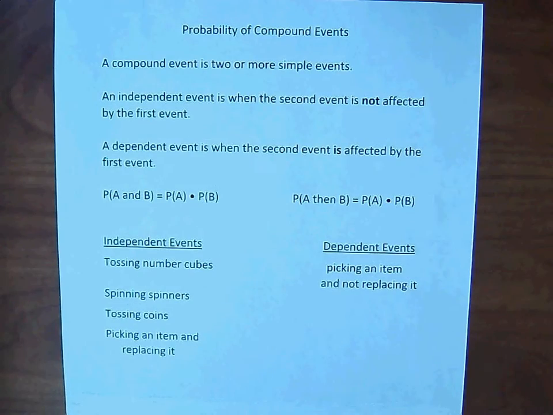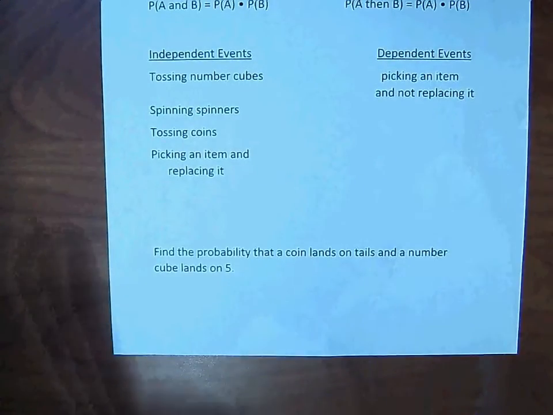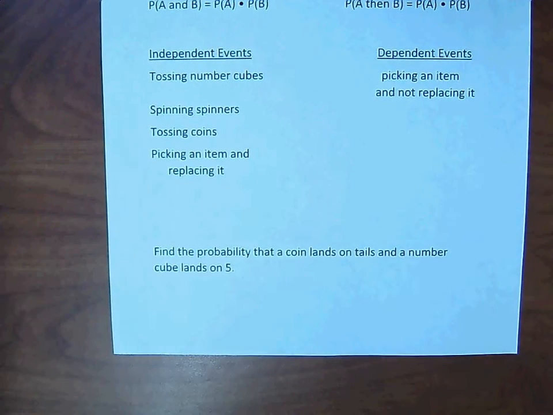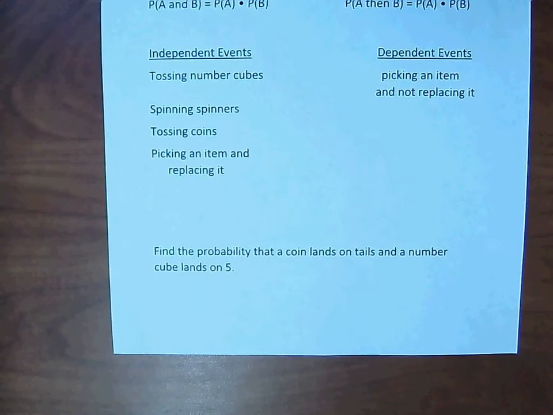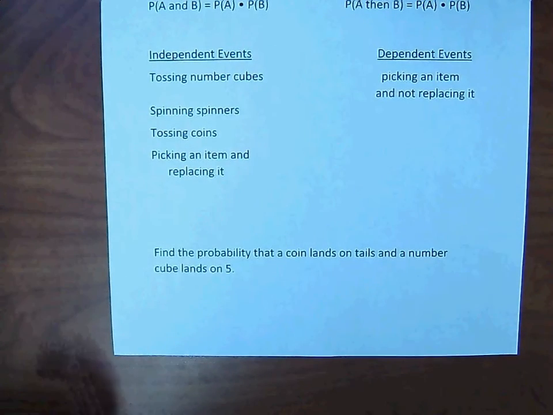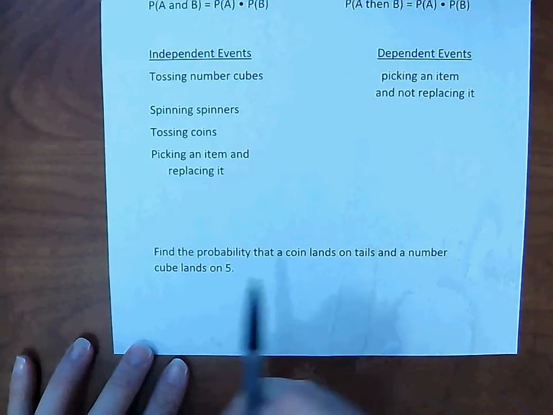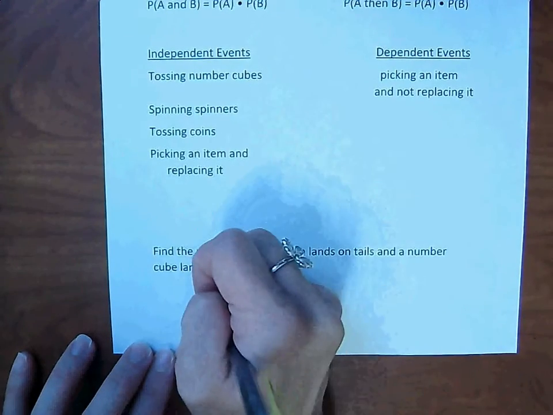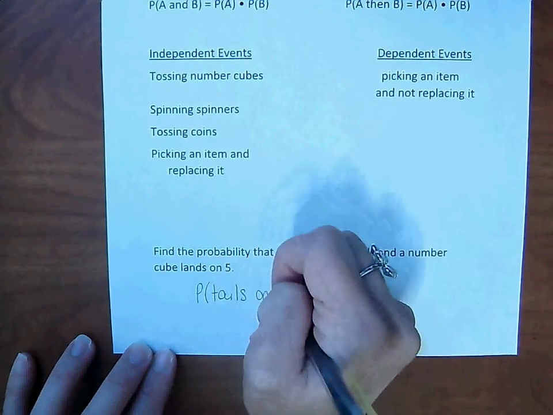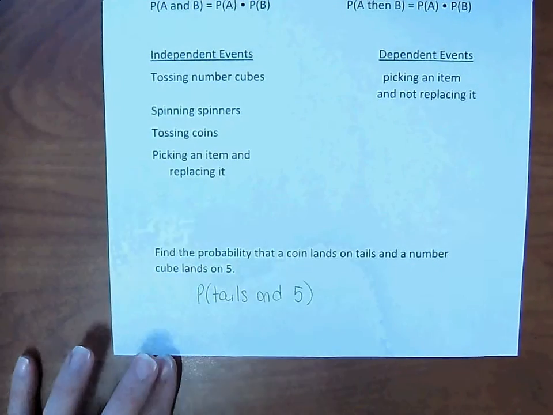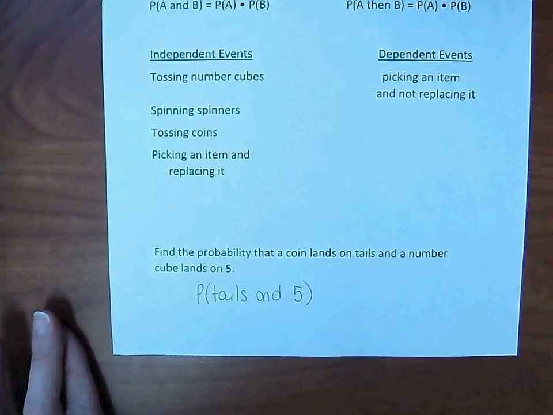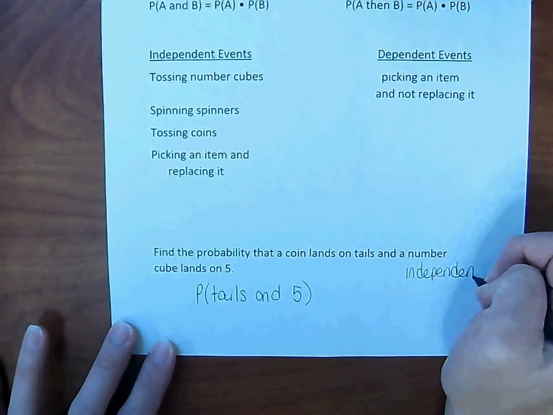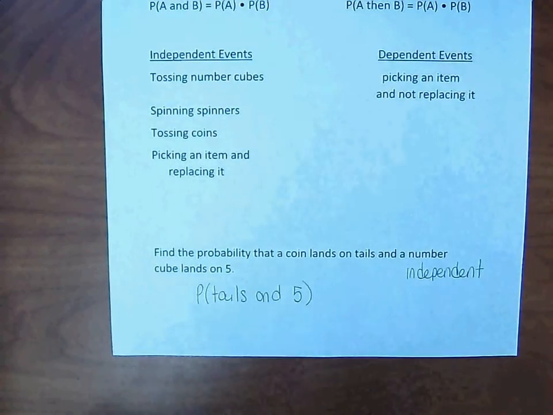All right, so looking at this question, find the probability that a coin lands on tails and a number cube lands on 5. So this is a compound event. Two things are happening: tossing a coin and tossing a number cube. So we're trying to find the probability of tails and getting a 5 on the number cube. This is going to be an independent event. Tossing the coin has no effect on what you get on the number cube.